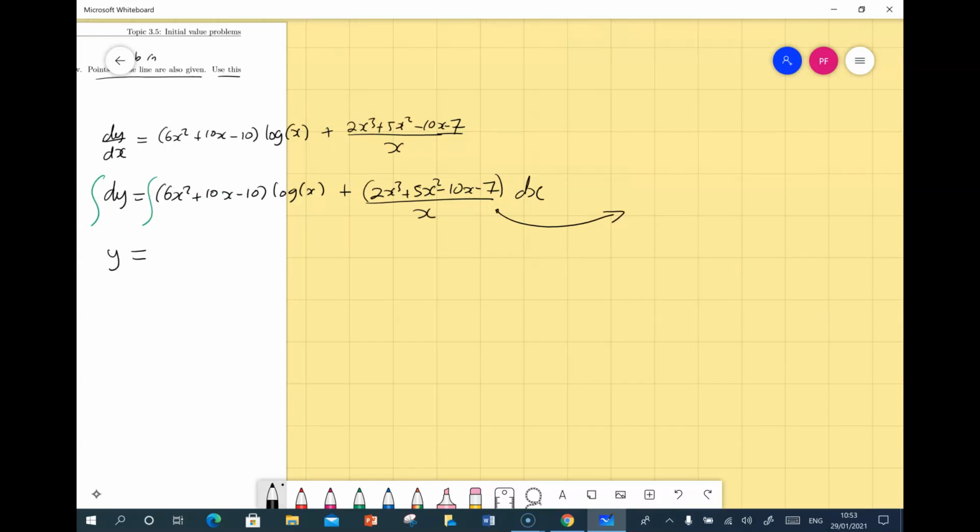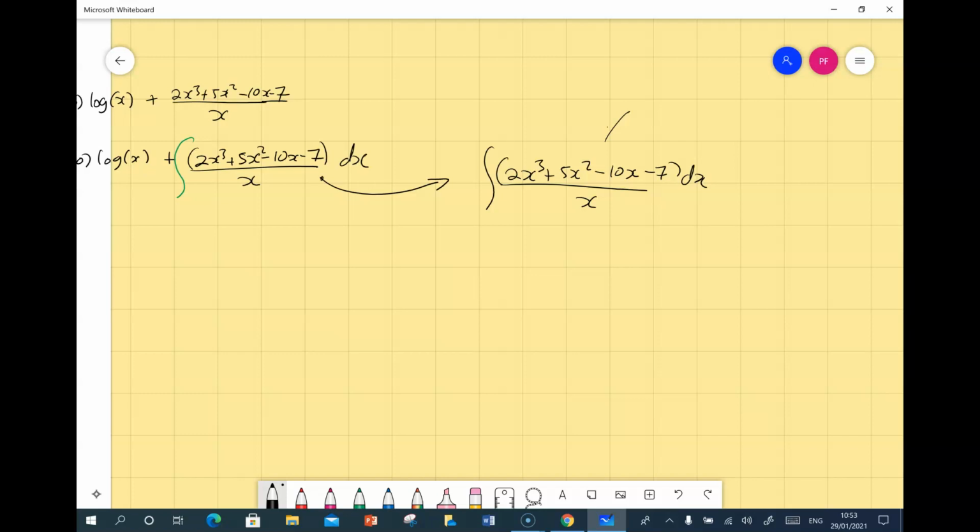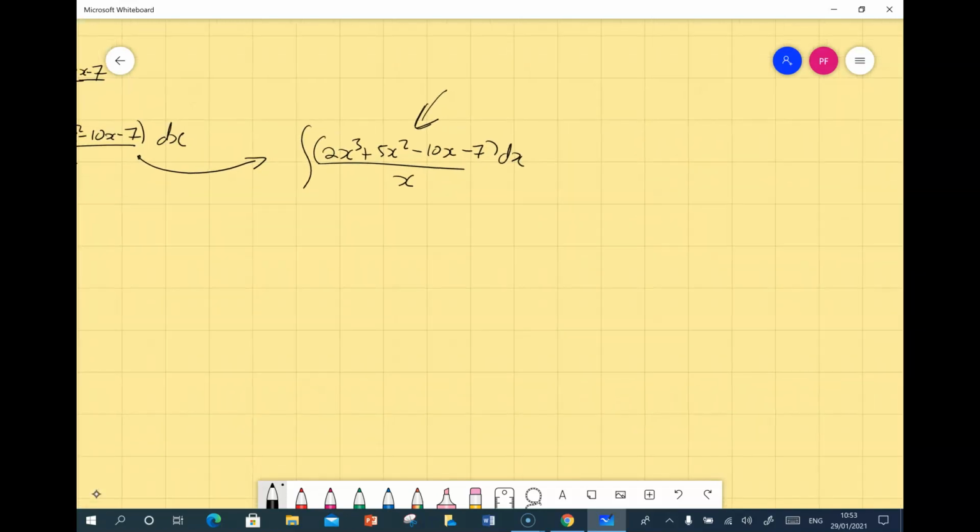So what I meant is I'm integrating them separately, so I'm integrating both pieces. I'm going to focus on the right-hand integral for the moment: the integral of (2x cubed plus 5x squared minus 10x minus 7) all over x dx, and I want to integrate that. Okay, so I definitely can't do substitution here, because if I differentiate the top line, it's not going to look like the bottom, and if I differentiate the bottom, it's not going to look like the top. So definitely not substitution. So let's try parts.